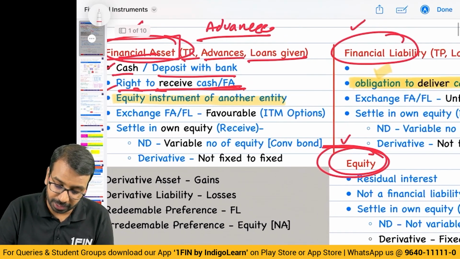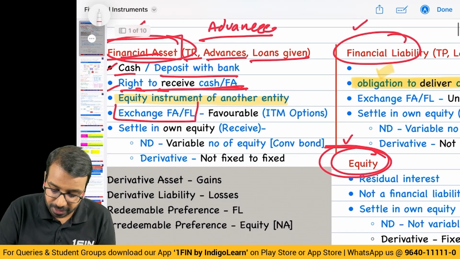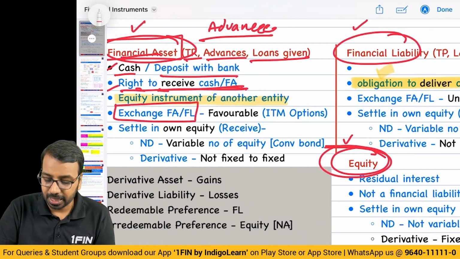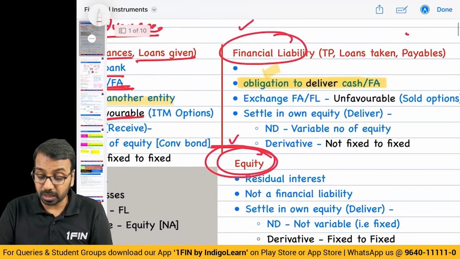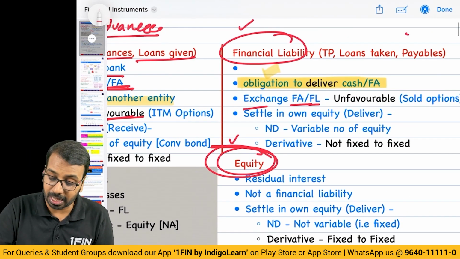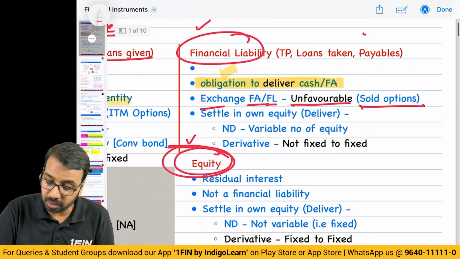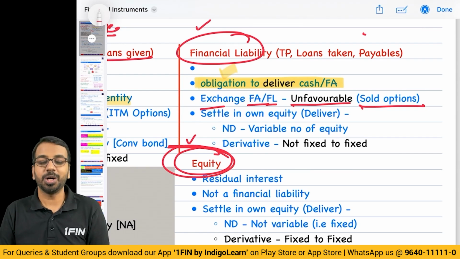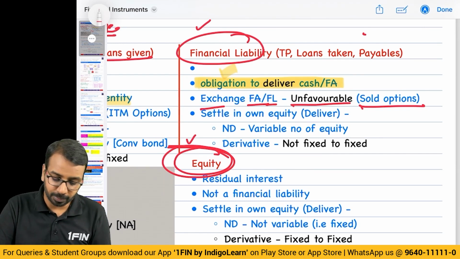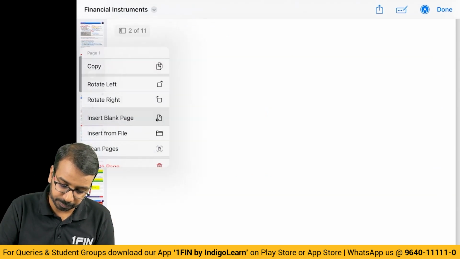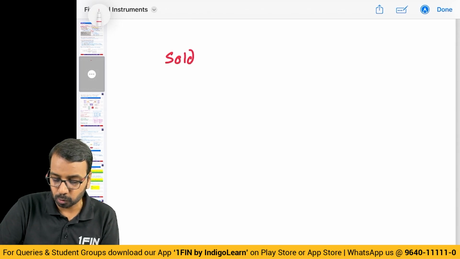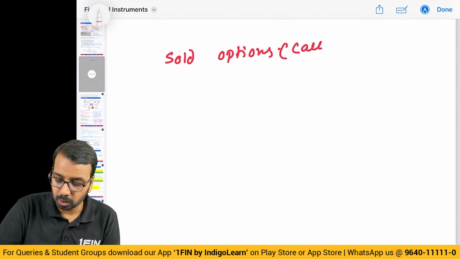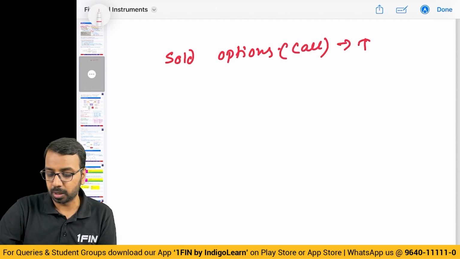Then, very importantly, if you can exchange financial assets or financial liabilities on favorable terms, then it becomes a financial asset. But if you exchange financial assets or financial liabilities and the terms are unfavorable, then it becomes a financial liability. What do I mean by that? Let me give a quick example. Say for example, you have sold options which are call options. You have sold call options on, let us say, Infosys.